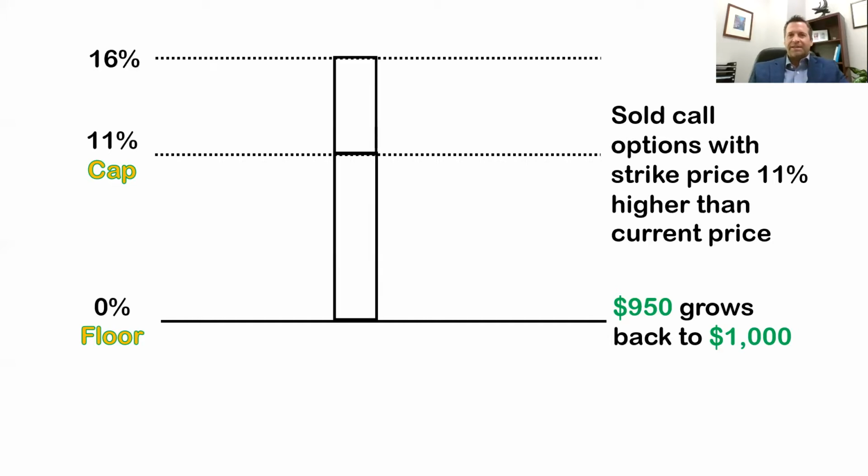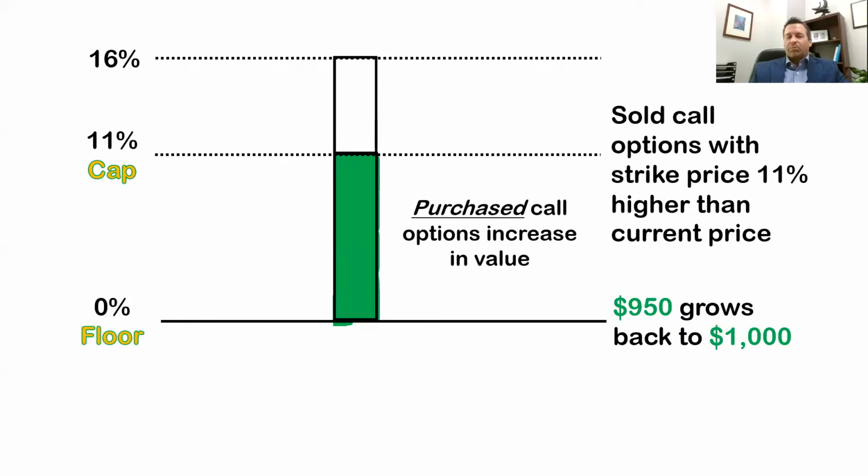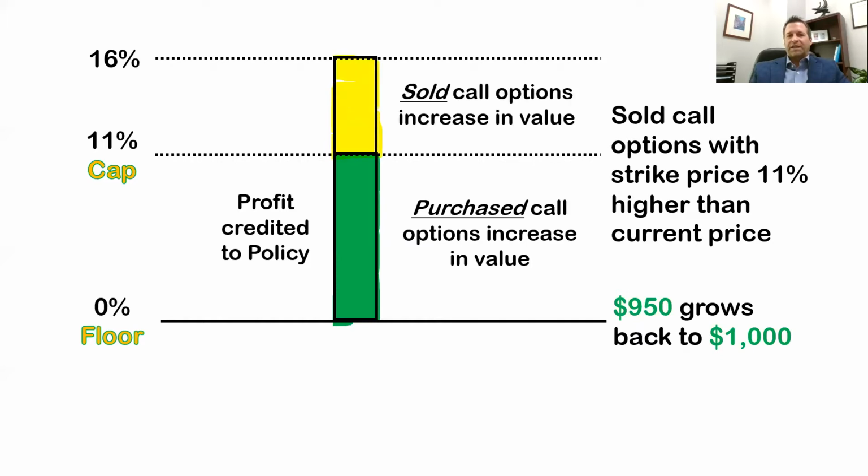So let's take the example. We have our 16% return in the S&P 500. What happens? Well, for the first 11%, our purchased call options increase in value, and that profit gets credited to the policy. Between 11 and 16%, the call options that we sold increase in value, but that profit goes to whoever bought those call options from us.